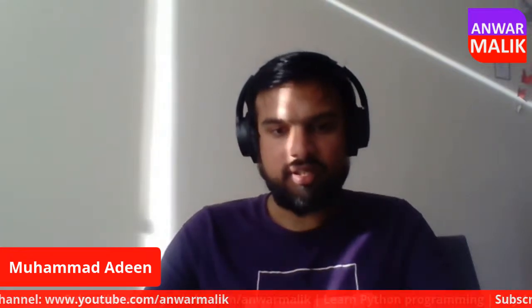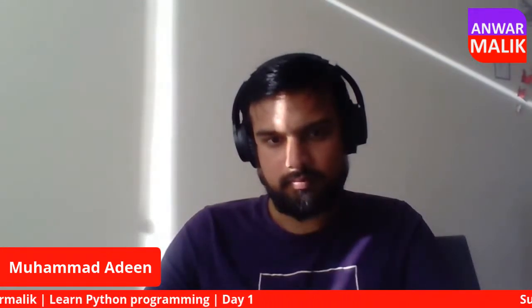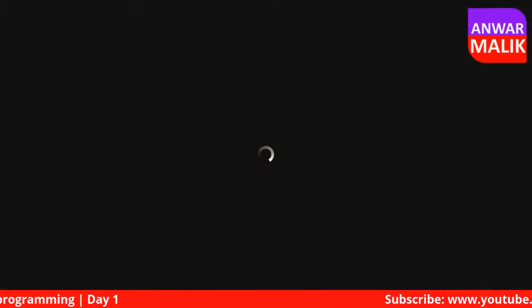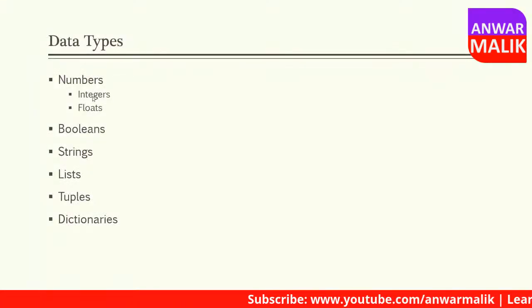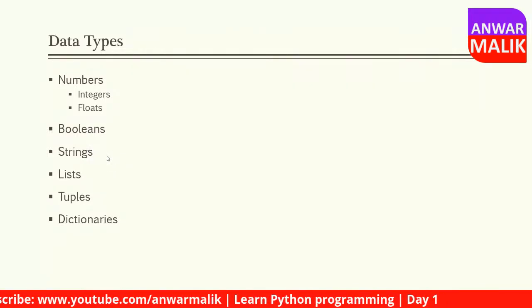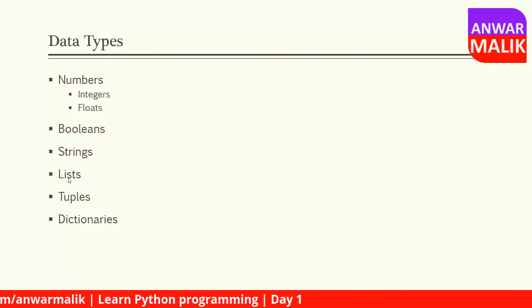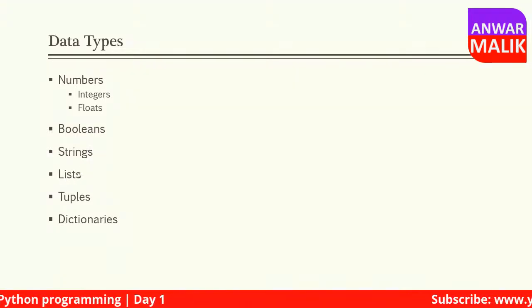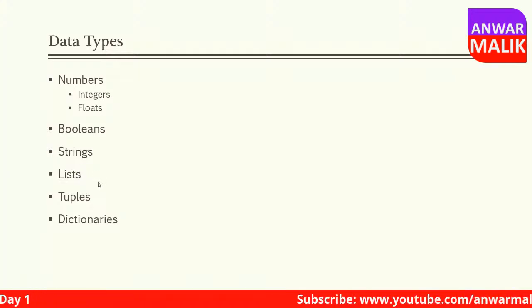Okay, so I will share the screen with you for the slides. So far we have seen numbers, Booleans, and strings. Now we have to see lists. How can we make lists in Python? And then we need to see tuples also.